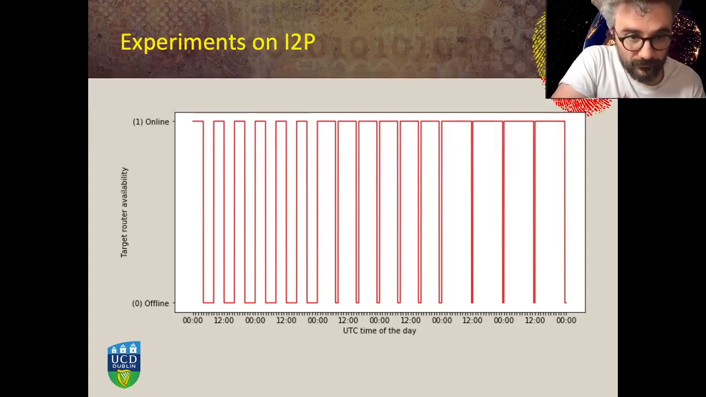For days number 3 and 4, the availability pattern looks something like 7 hours of availability, 1 hour of unavailability, and so on. For days 5 and 6, we had 11 hours and a half of availability and 30 minutes of unavailability.